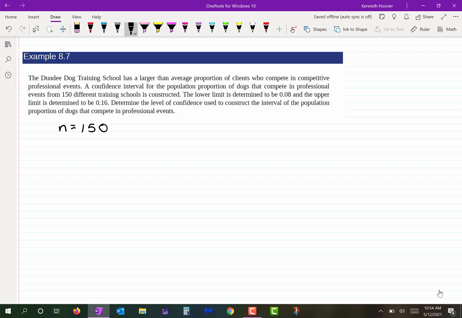So that means they're giving us a confidence interval. They're not asking us to construct a confidence interval. They are telling us what the confidence interval is. It goes from 0.08 to 0.16. It says determine the level of confidence that was used. What was the level of confidence?